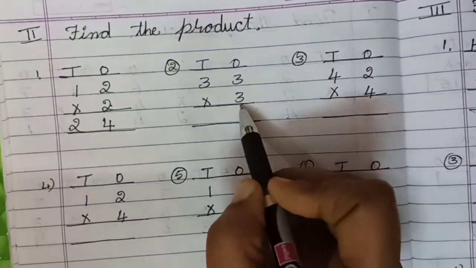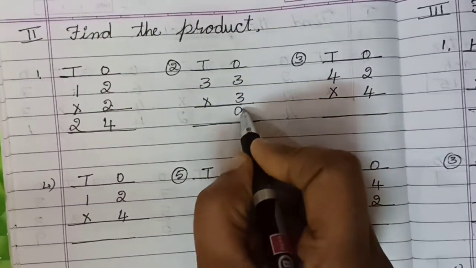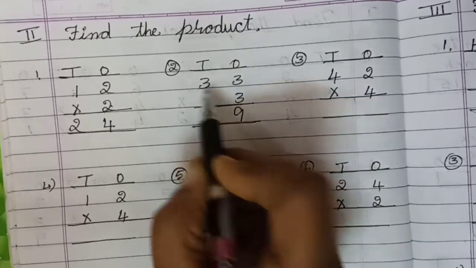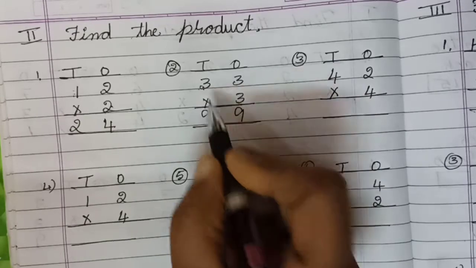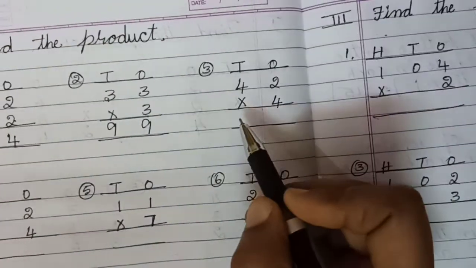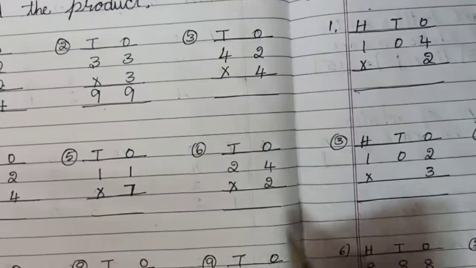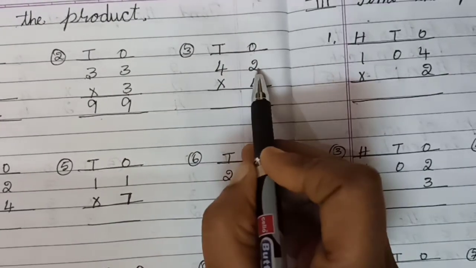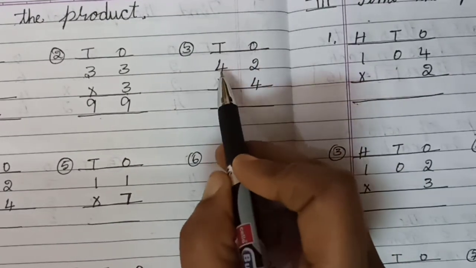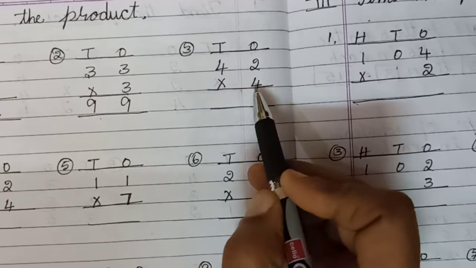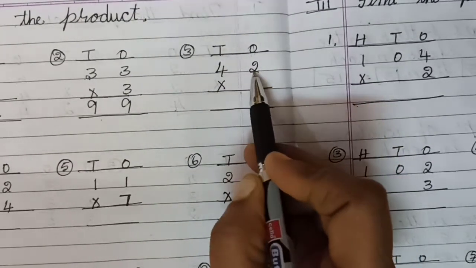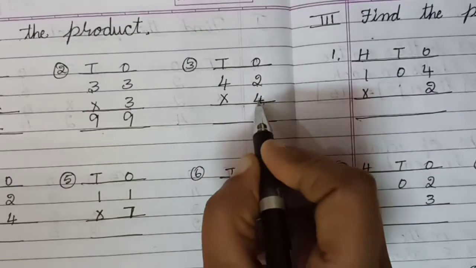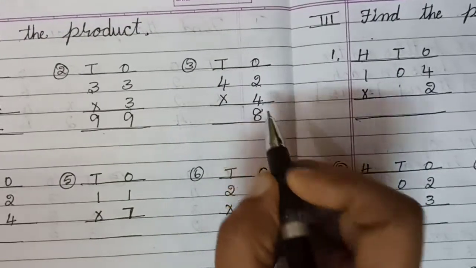Second problem, 3 3s are. How much children? 9. Again 3 is there, 3 3s are 9. Third problem. Here 42 is there. 2 is in the ones place and 4 is in the tens place. Now you say the table, 4 2s are. How much children? Yes, 4 2s are 8.